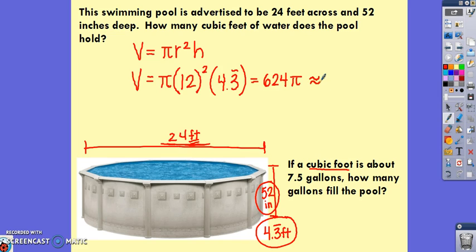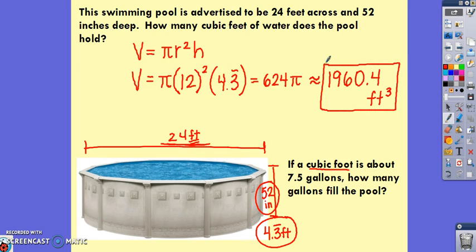Now we're going to be forced to round it because if you're filling up your pool, you probably don't want to have your answer in terms of pi. So here's an estimate for how much that is. 1,960.4, and that's in cubic feet. I tell you what, that number would have been a lot huger if we were talking inches, so I'm glad we changed it to feet.